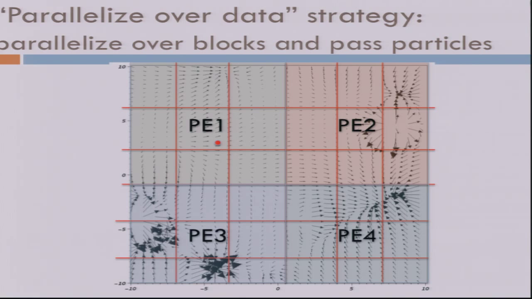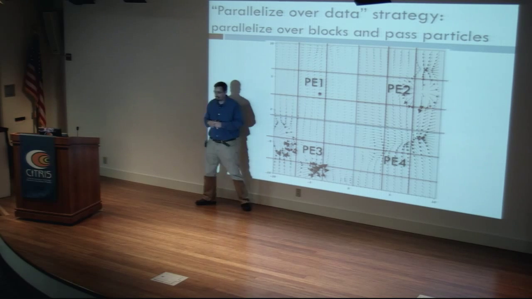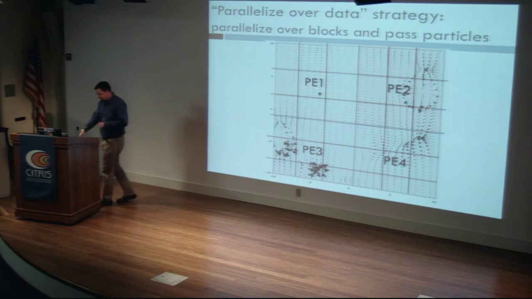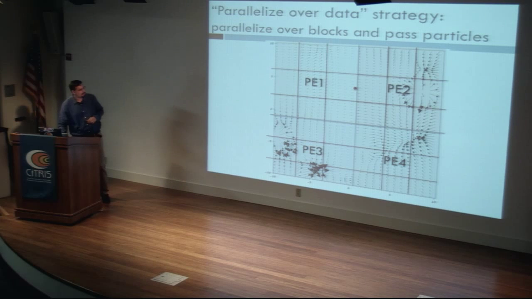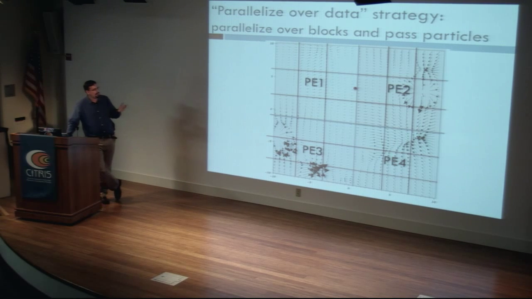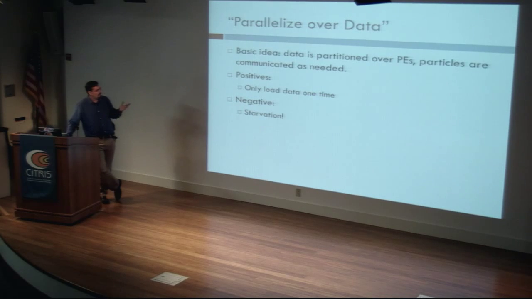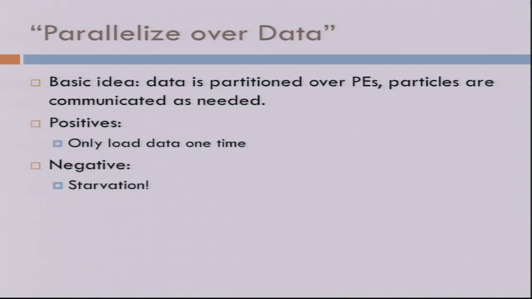And so at the beginning, processing element 1 has the data that the particle resides in, and it will advect the particle until it gets to the boundary. And then processing element 1 will send the particle to processing element 2, and it will advect it until it gets down to processing element 4 where it terminates. So the basic idea is the data is partitioned over the processing elements and particles are communicated as needed. What's really good about this is you only load data one time. So if I/O is our slowest piece, we're solving that problem.